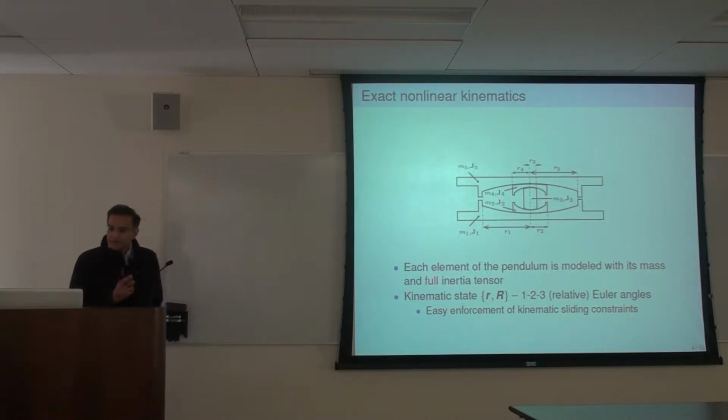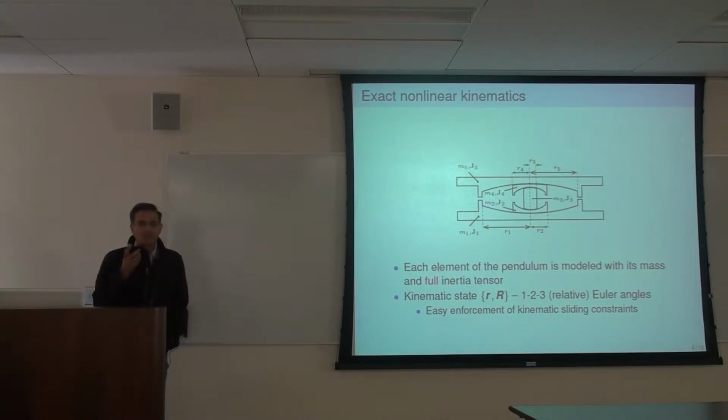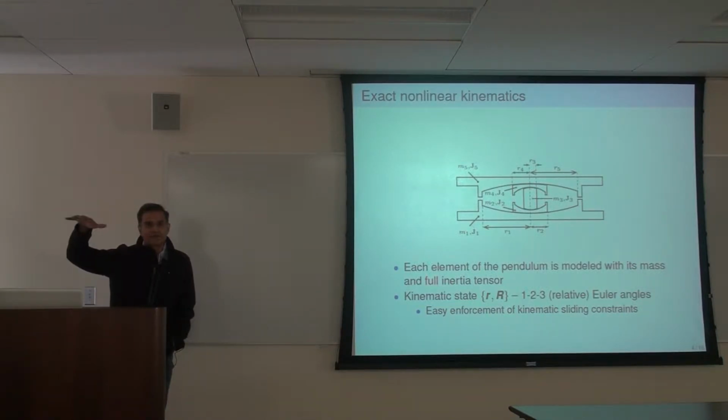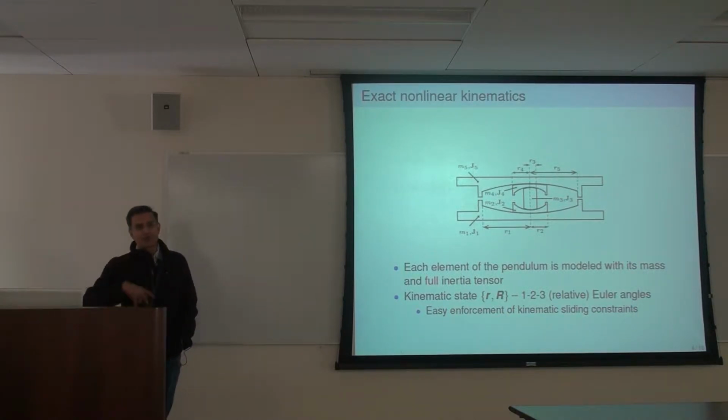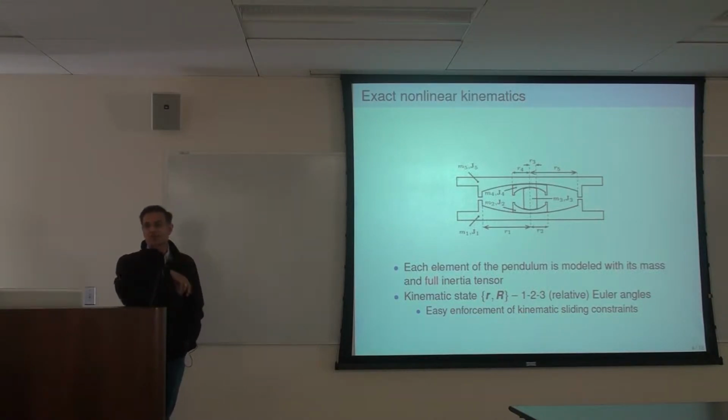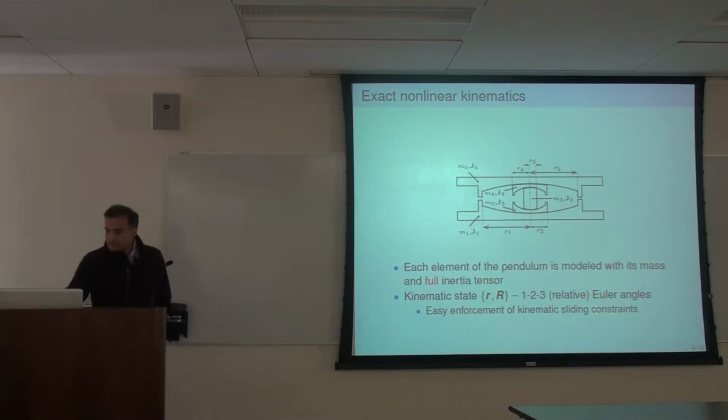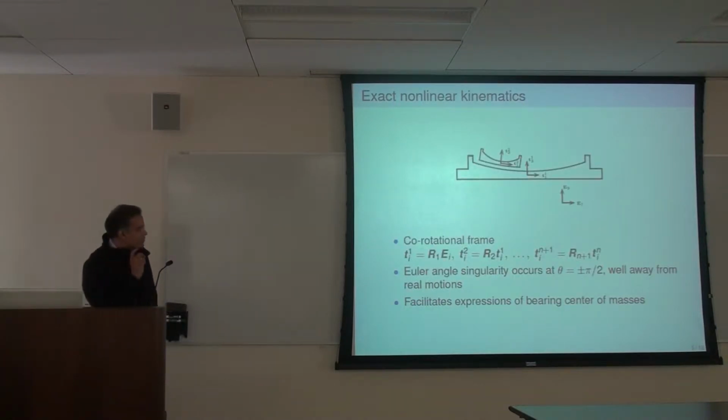This is kind of nice because then you get easy enforcement of the kinematic constraints of the sliding. In particular, what we do is we use relative Euler angles. So we have an Euler system for the first piece, the base piece, and then we use Euler angles relative to its orientation to specify the configuration of the second piece, the third, fourth, and fifth. And this actually simplifies the equations that you get. They're not as nonlinear as they would be if you used absolute rotational angles from a fixed reference frame. So everything's sort of co-rotational.